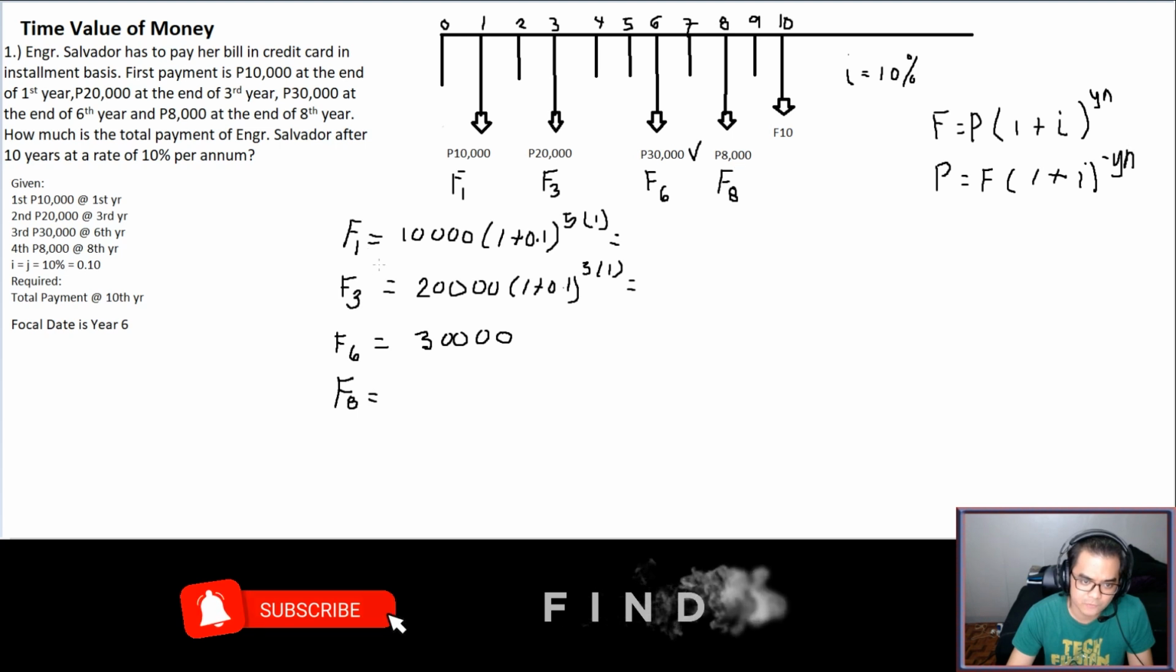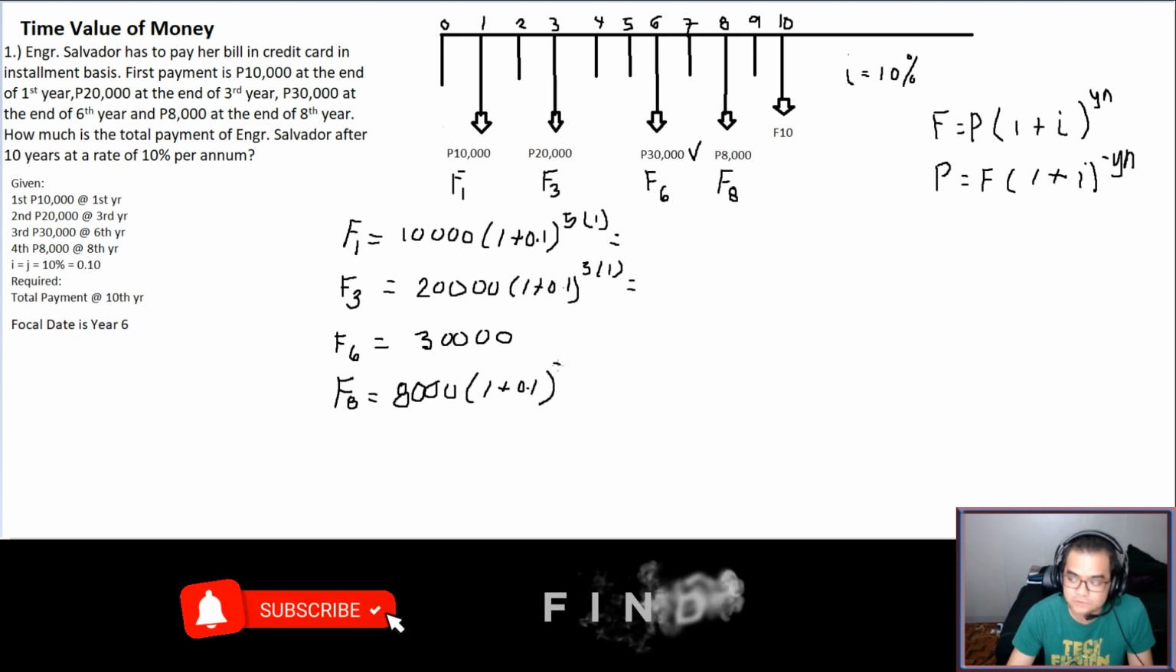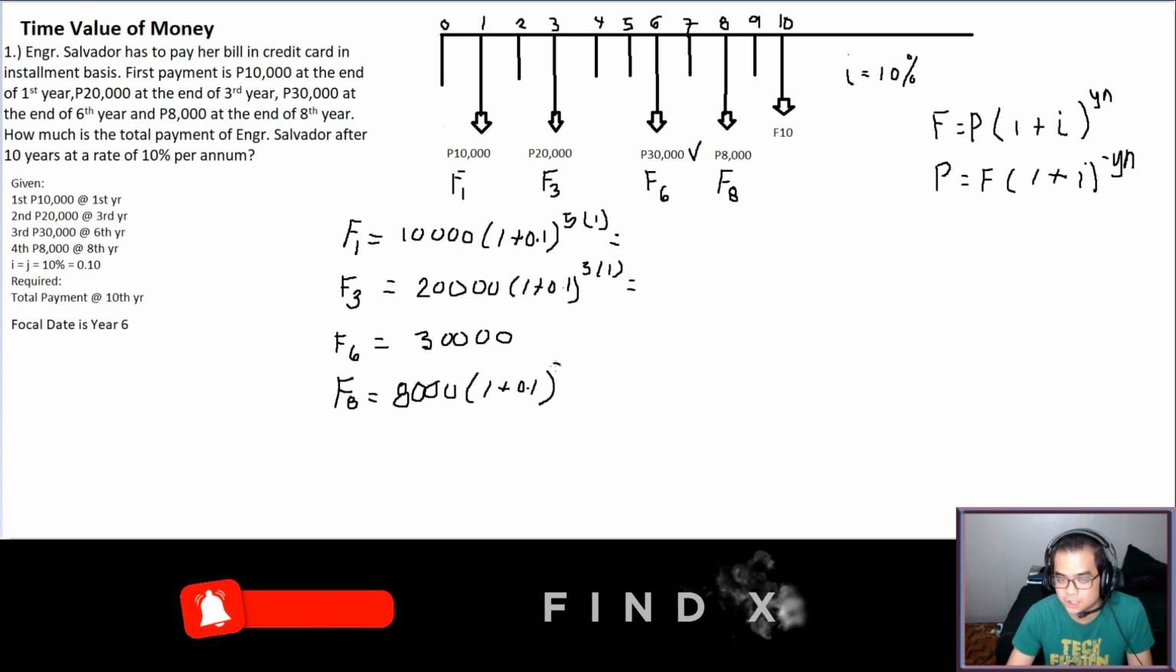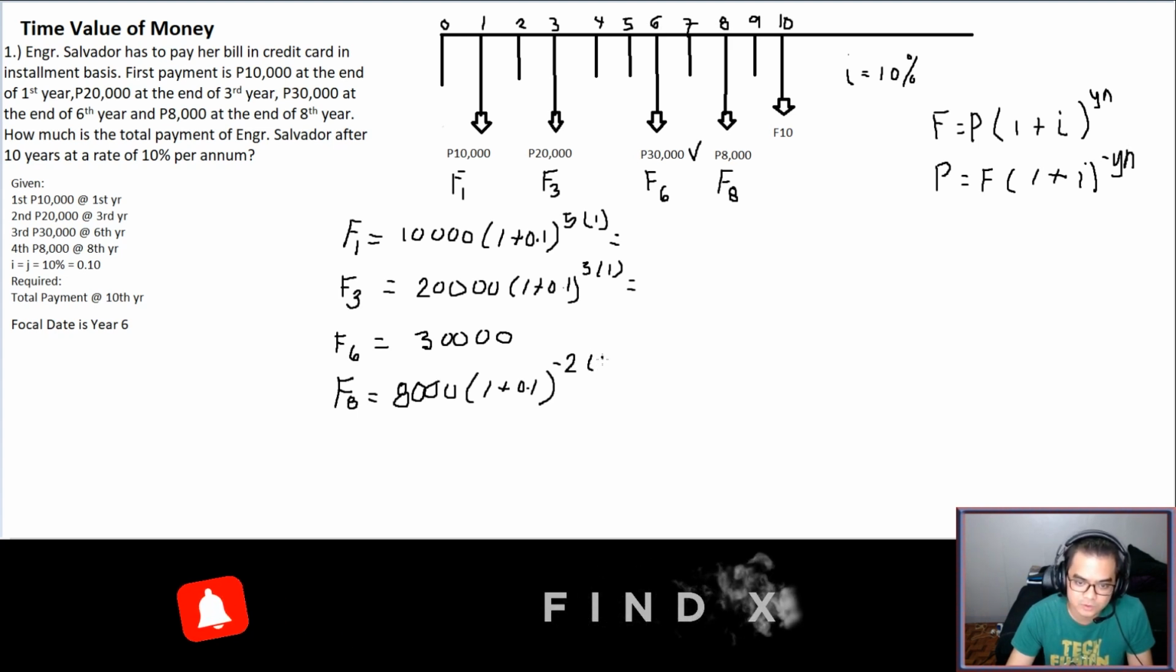As you can see, F1 and F3 are all going to the right, or to the future. So F8 now is going to the left. Therefore, the exponent must be negative. So that is 8,000 times 1 plus 0.1 raised to negative, because it is going to the left. That is from year 8 to 6. Therefore, you have to go back 2 years, times 1, and then equal.